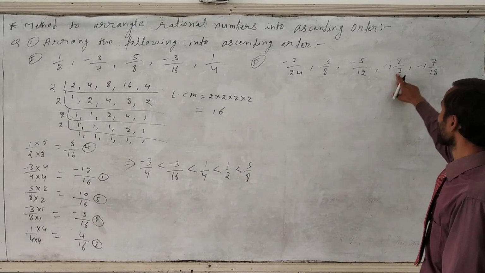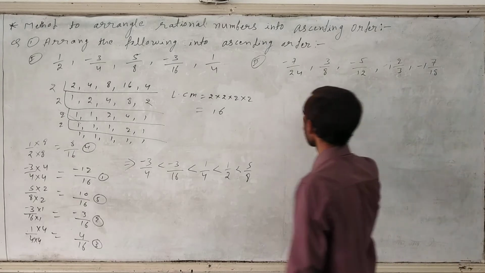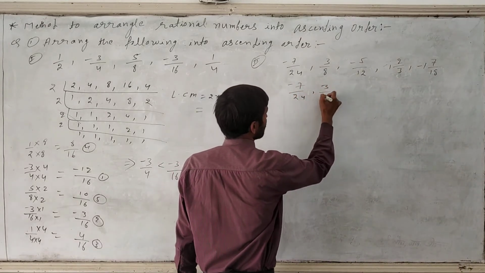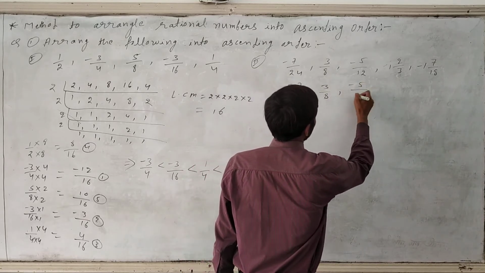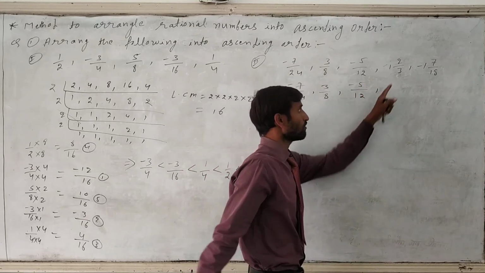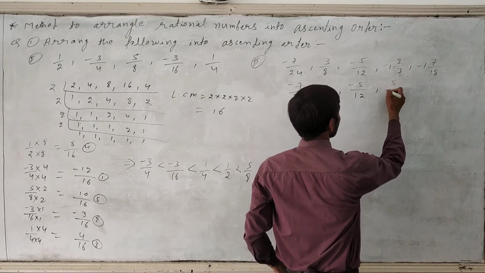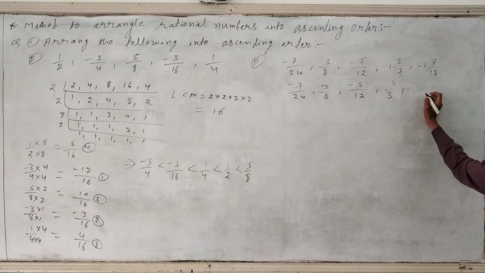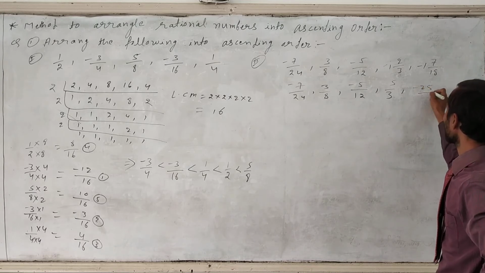Now, first of all, here a mixed fraction is given. We have to remove this mixed fraction. Minus 7 upon 24 as it is. Minus 3 upon 8 as it is. Minus 5 upon 12 as it is. So the mixed fraction 1 and 2 upon 3 becomes 3 plus 2, 5 upon 3. Next, minus 18 plus 7, minus 25 upon 18 will come.